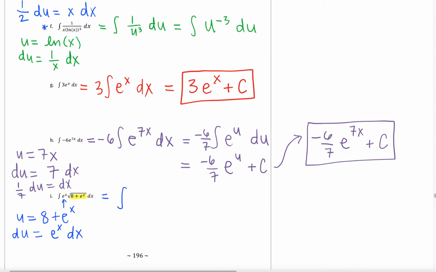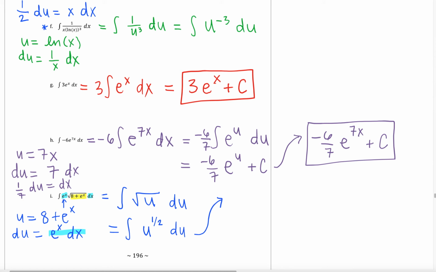So let's start setting up this new integral now. Instead of the square root of 8 plus e to the x, we'll end up with the square root of u. And in place of that e to the x times that dx, that's exactly what du is equal to. So that is all getting replaced with our single du. This will actually become a power rule integral. We can rewrite this as an exponent, so we get u to the 1/2 times that du. And this will now allow us to use the power rule to integrate this function.